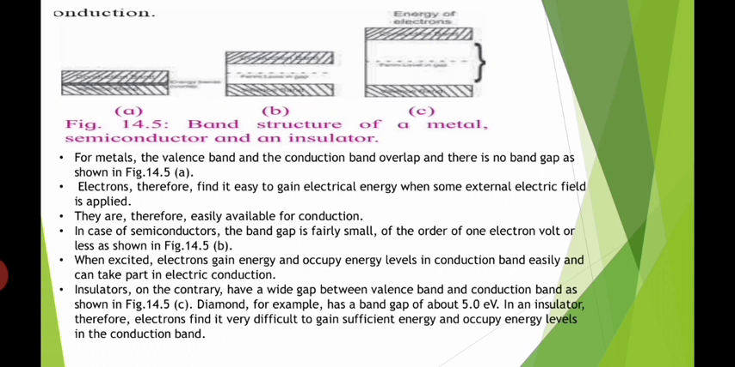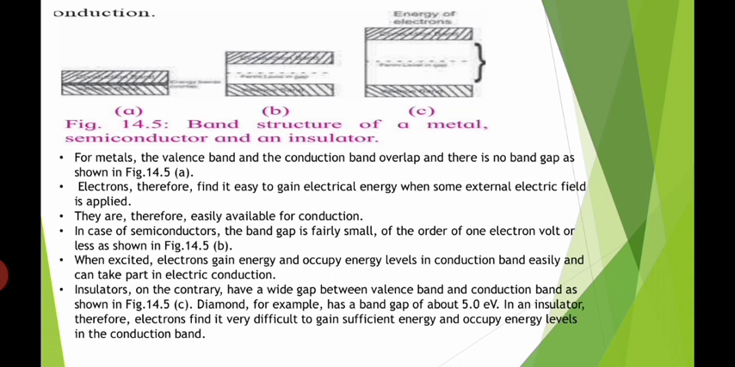In the case of semiconductors, the band gap is fairly small, of the order of 1 electron volt or less, which is shown in figure 14.5b. When excited, electrons gain energy and occupy energy levels in the conduction band easily and can take part in electric conduction. Third diagram.